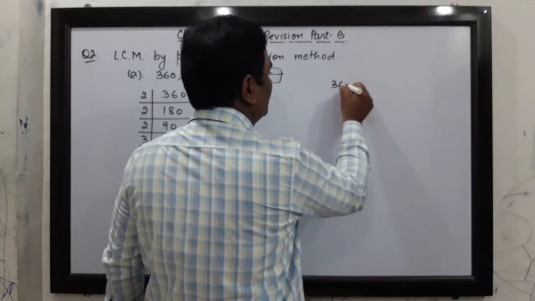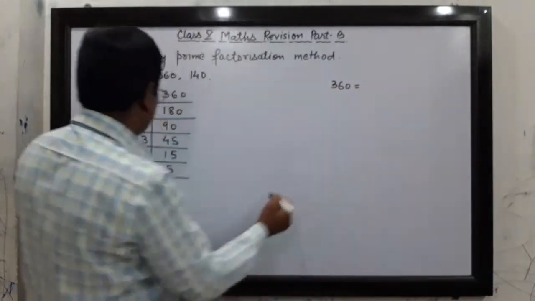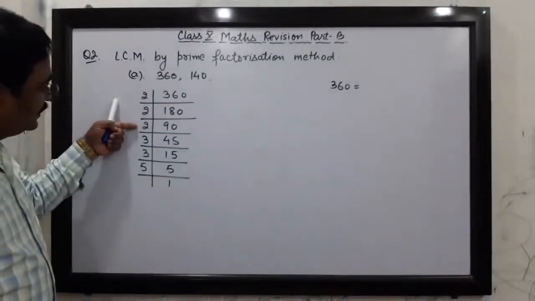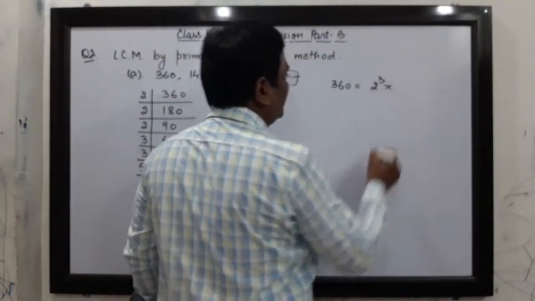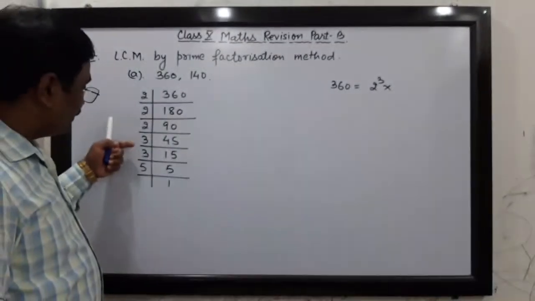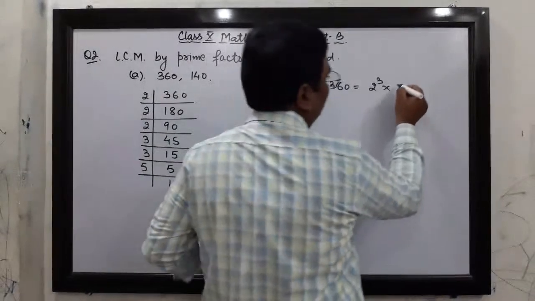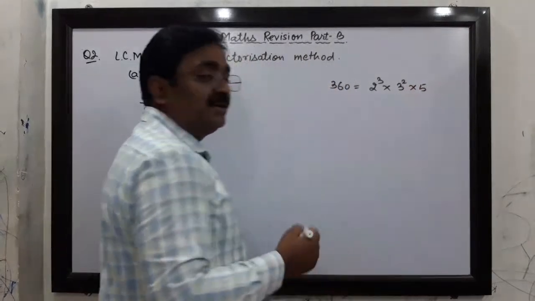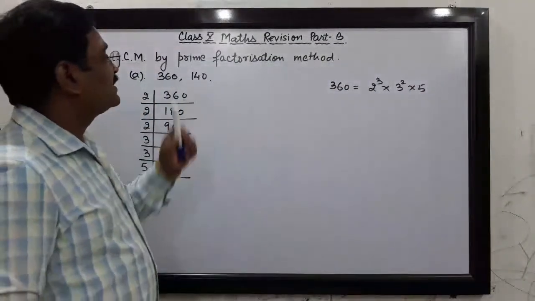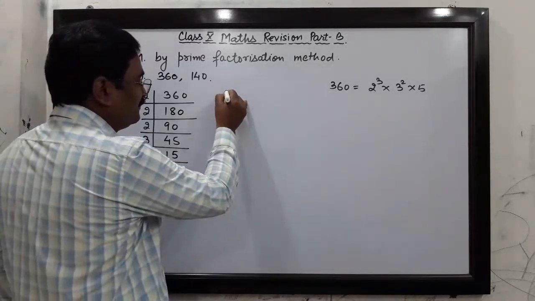360 is equal to 2 raised to, how many 2s are there? 1, 2 and 3. So 2 raised to 3, multiplied by 3 raised to 2, multiplied by 5. So now let us factorize the second number 140 also.